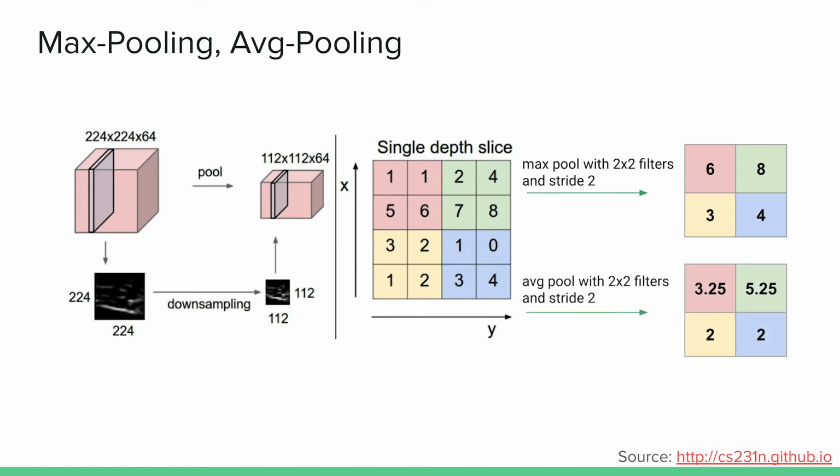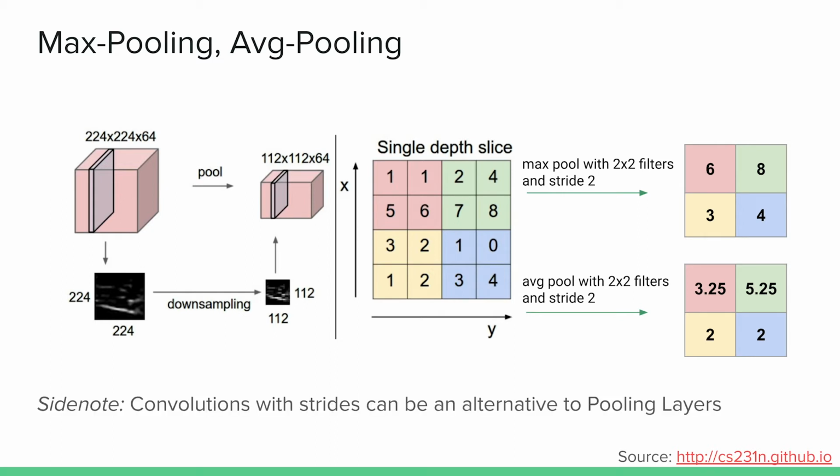Similarly, average pooling will just compute the average of its inputs, and that will be our output. On the left here you see one example: a black and white image would be our input, and we have a 2x2 max pooling. It would downsample that image into a 112 by 112 image.